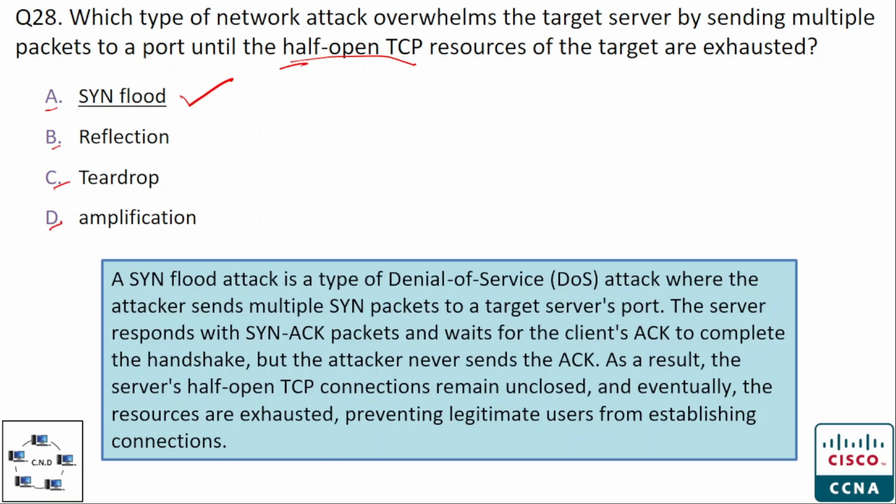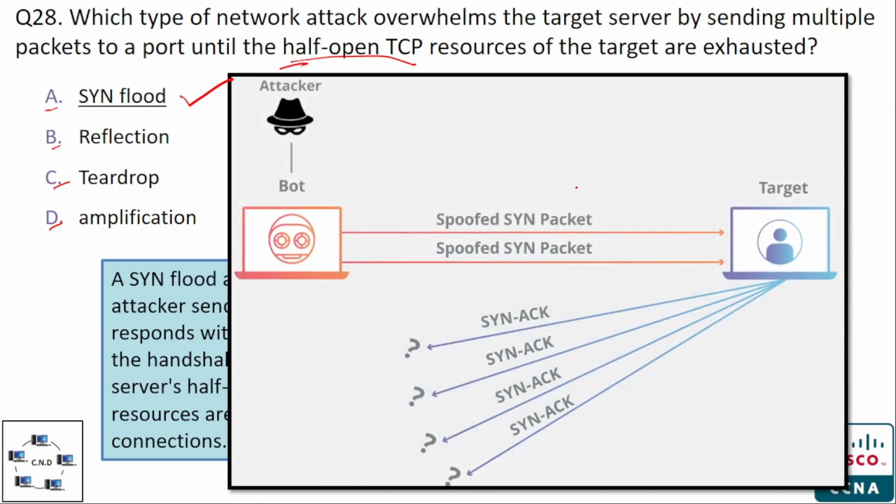So this is what a TCP SYN flood attack looks like. We have the attacker, which has a bot, and it sends spoofed SYN packets to the target website. This means a web server or an application. Spoofed means that the source IP addresses are spoofed to some random addresses, and the bot sends a lot of SYN packets.